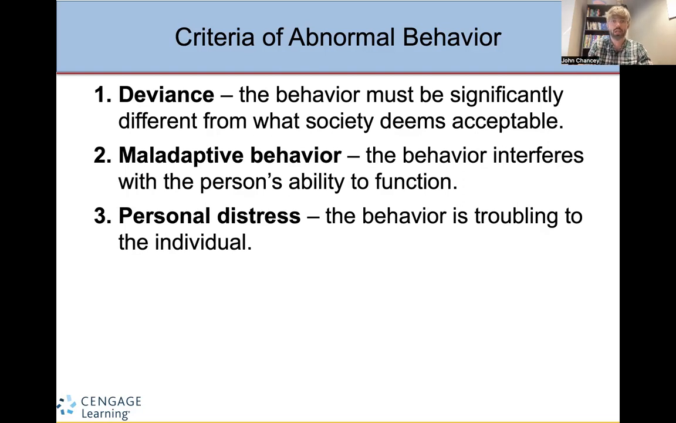Take depression, for example. It's normal to get sad. That's fine. It's completely normal. That's part of the human range of emotions. But if you become so sad and so despondent and so depressed that you're not getting out of bed and going to class, bathing yourself, feeding yourself, all of those basic things that you need to function, that's when it starts to become dysfunctional. And then finally, personal distress. The behavior is troubling. It doesn't lead to pleasant experiences. It leads to distressful, negative emotional experiences.